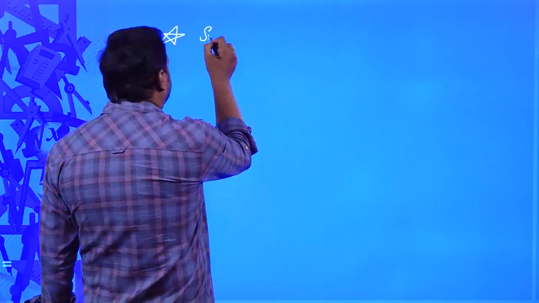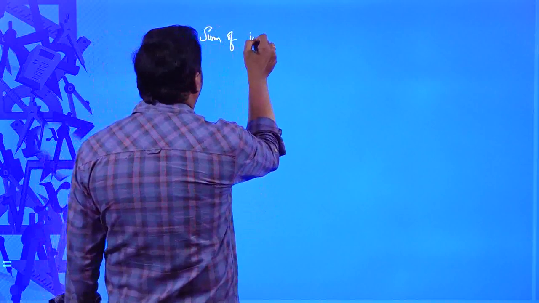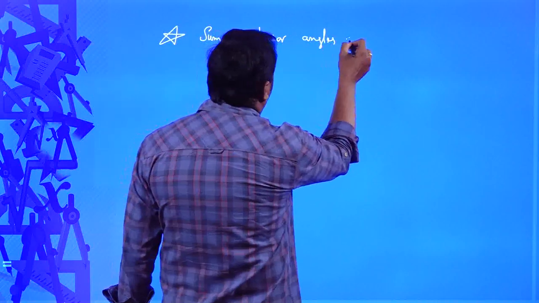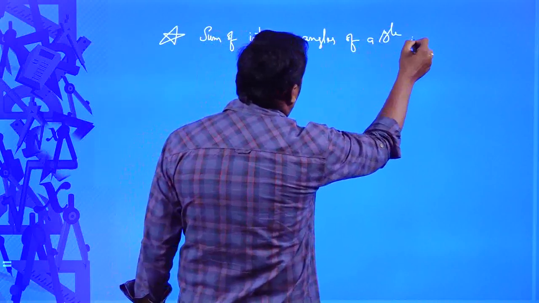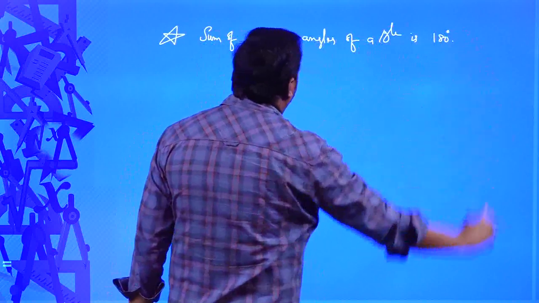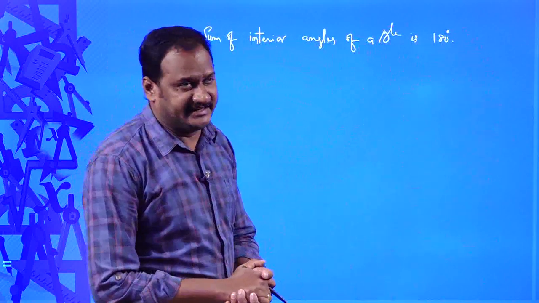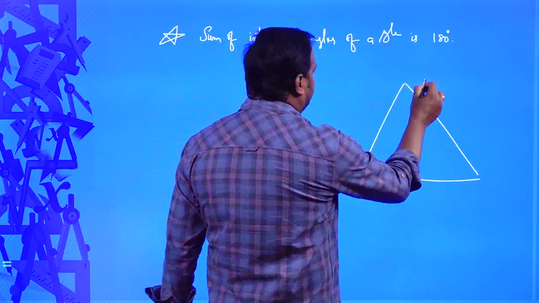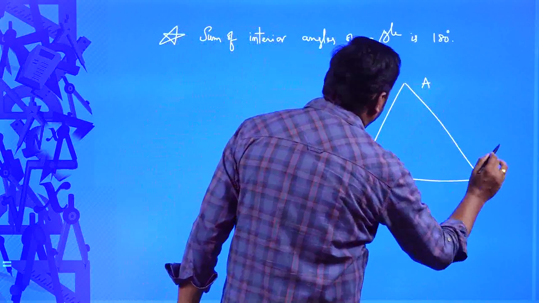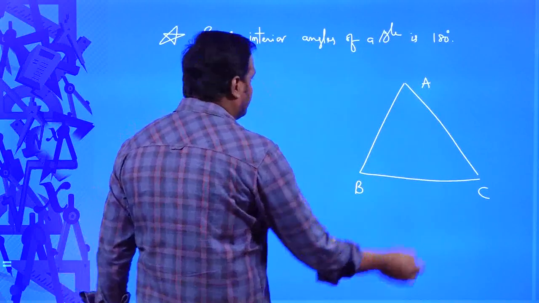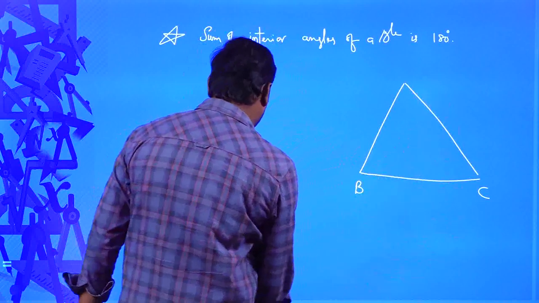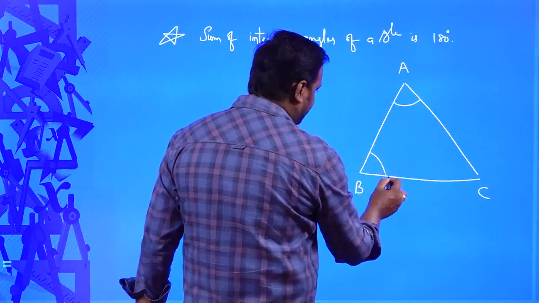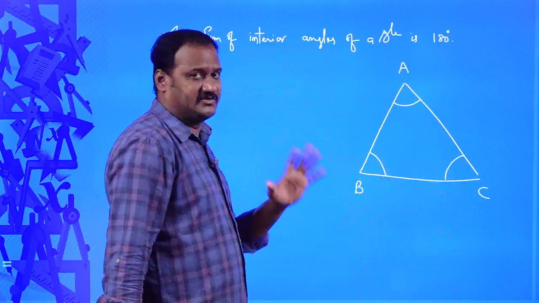Sum of interior angles of a triangle is 180 degrees. Let us consider a triangle. This is one triangle. Let us name this triangle as triangle ABC. What am I going to do here? I am going to figure out the sum of all interior angles of a triangle. Means this angle plus this angle plus this angle is equal to 180 degrees. That is what I need to prove.